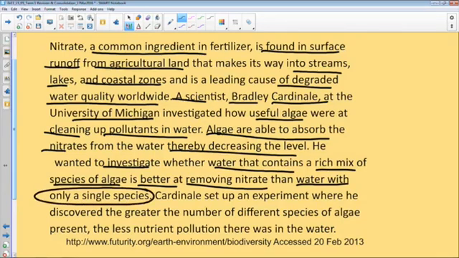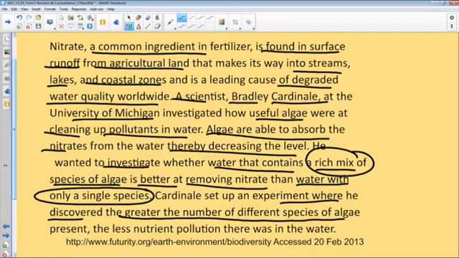So what he was looking at was he wanted to compare a mixture of algae in treating nitrates as compared to a mixture with a single species. Cardinale set up an experiment where he discovered that the greater the number of different species of algae present, the less the nutrient pollution there was in the water. So here we're seeing that he set up an experiment where he was able to successfully prove that the greater the number of species of algae in polluted water, the less the pollution was of that water, or the algae were able to remove the nitrates from the water.